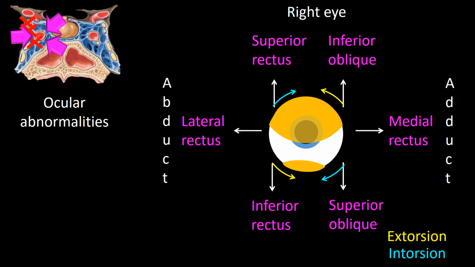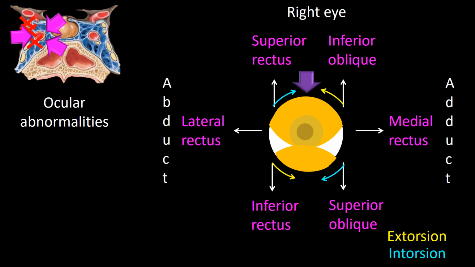Involvement of the carotid sympathetic plexus surrounding the carotid artery will deprive the pupil of sympathetic input and the pupil will become mid-size. The lower eyelid will elevate and the upper eyelid will drop further because of Mueller muscle weakness.